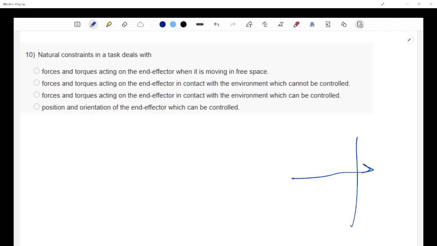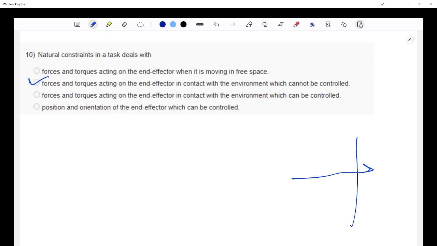Okay, so option 2 that we have here is forces and torques acting on the end effector in contact with the environment which cannot be controlled. This is correct because when in contact, the environment dictates the reaction forces and contact behavior. These are not independently controllable.